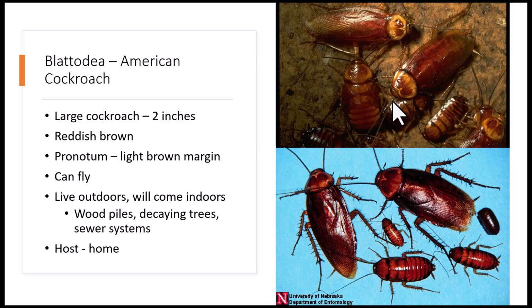American cockroaches can fly. They live outdoors, but they will come indoors, and so their host is a house or a home. Outdoors, they're found in wood piles, trees that are decaying, especially palm trees underneath the folds of that bark. They might be found in sewer systems, places that are relatively moist, and where there may be some decaying organic matter or trash for them to feed on.